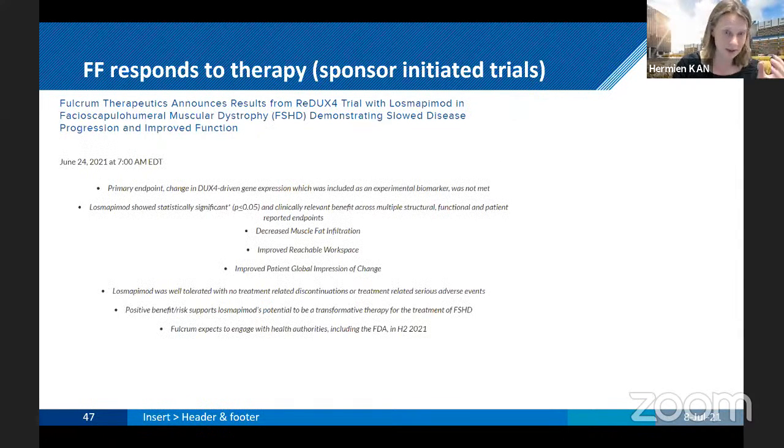Very recently, like 2 or 3 weeks ago, there were 2 sponsor-initiated trials that showed a positive response on the MRI, although they did not meet the primary endpoint. In this case, for the Fulcrum trial in FSHD, the primary endpoint, the change in DUX4-driven gene expression, was not met. However, they did show decreased muscle fat infiltration and also improved functional measures.